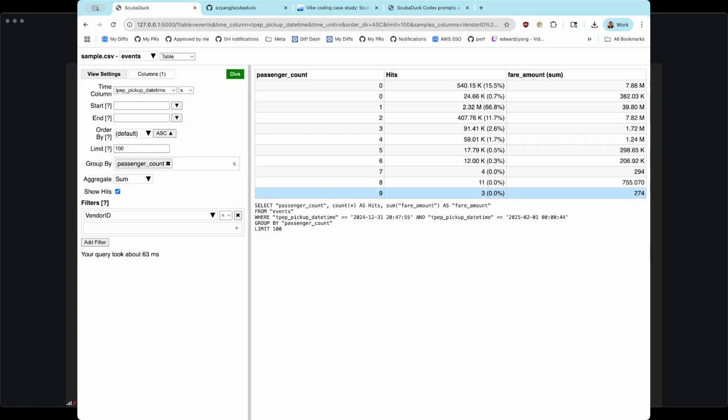Go ahead. Do pie chart. Can you do pie chart? No, I can't do a pie chart. So I only implemented three views. That's basically what it is.